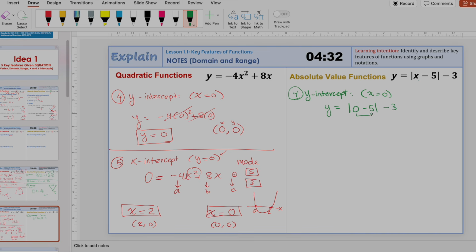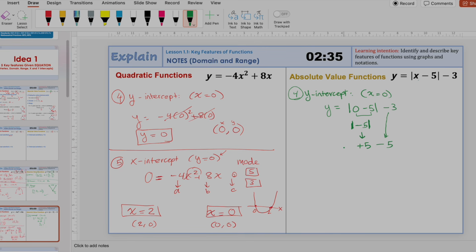subtract first. 0 minus 5 is negative 5. Then the absolute value of any number, just keep it, don't remove the absolute value. This is not a bracket. This is absolute value. Absolute value of any number will change it to a positive number. Take the negative 3 down here.